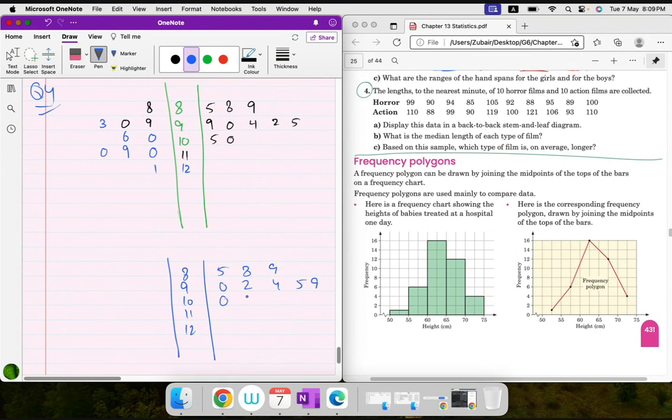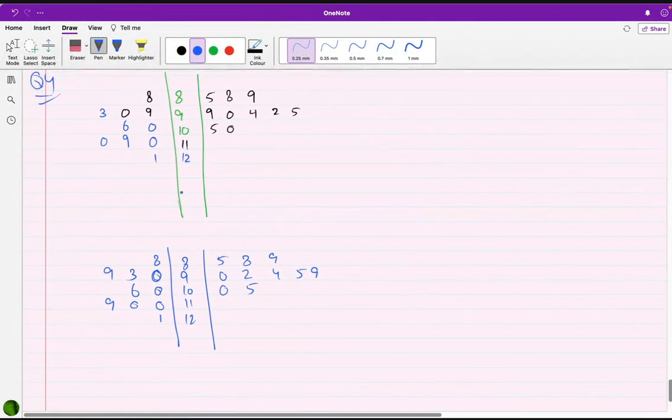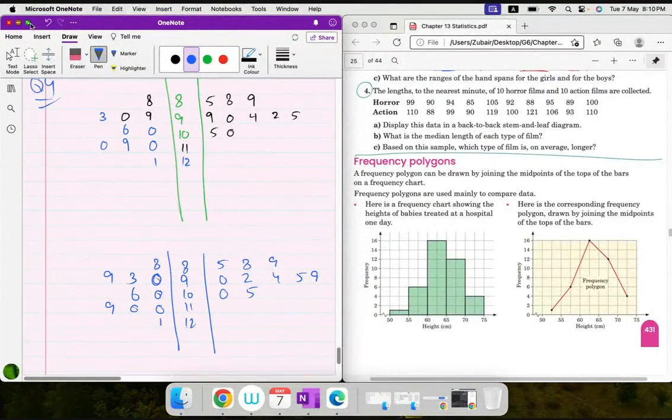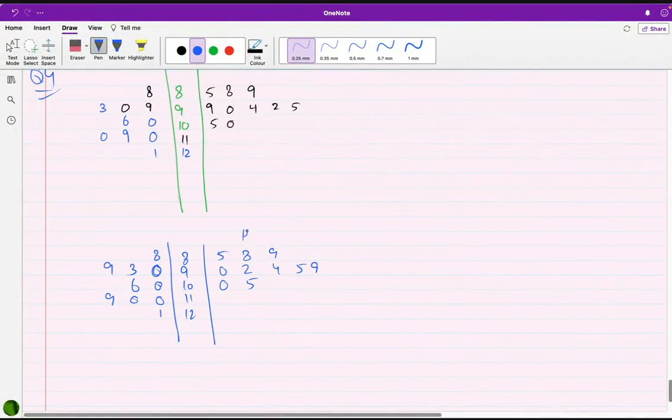And then 0, 5. On the left hand side, 8 is alone. This should be 0, 3, and then 9. Then we have 0, 6. Then we have 0, 0, 9, and 1. So the first one is horror and then action. Action and key.